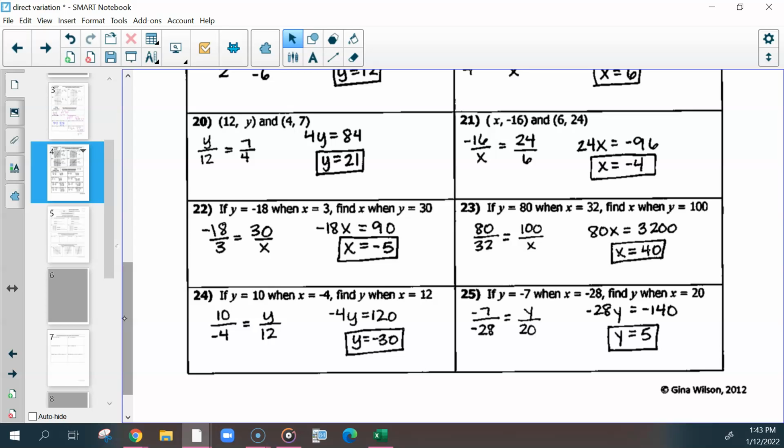So again, if you like the proportions and want to keep using that, go for it. If you like the other way and want to keep using that, go for it. If you like both and want to flip-flop, that's fine too. We may have time to do a couple word problems and then be done for today.